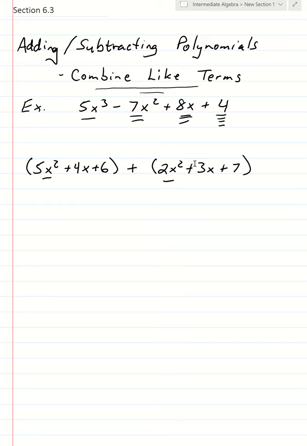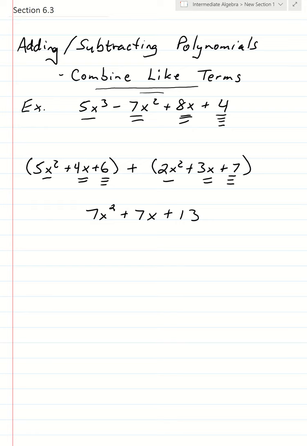So 5 plus 2, of course, would give us a 7. Now the variable x squared just comes along for the ride. We don't do anything with that. Next, let's look for some other like terms. We have an x term here, as well as an x term here. So let's combine them. We would take the 4x, and we would have to add to it the 3x. And of course, 4 plus 3 would give us a plus 7x. And then we have the last terms, just those constants of 6 and 7, in which case when you add those like terms together, you would get a 13.